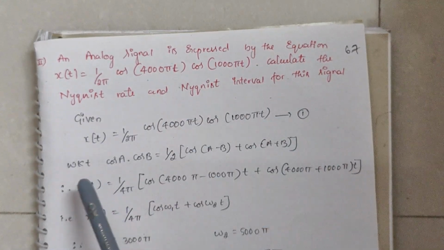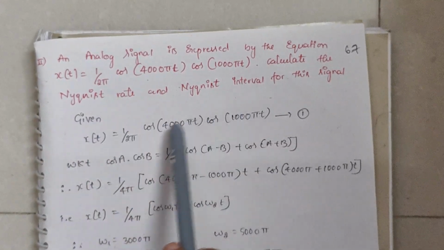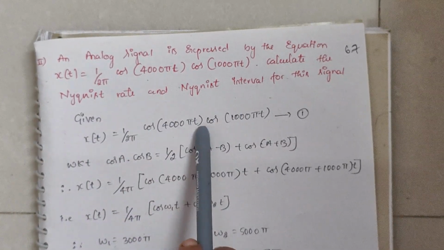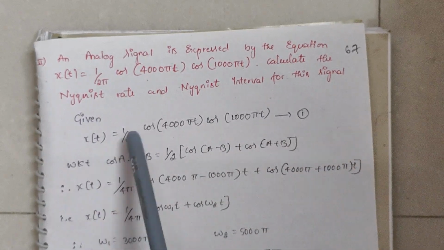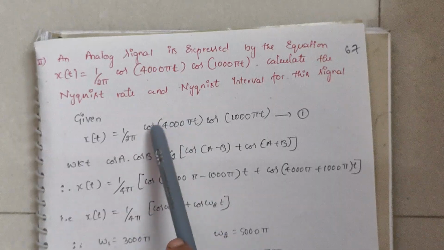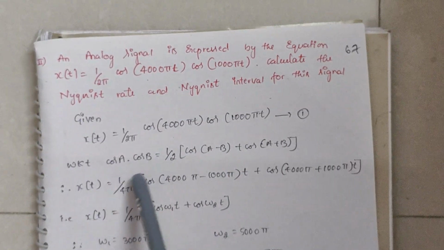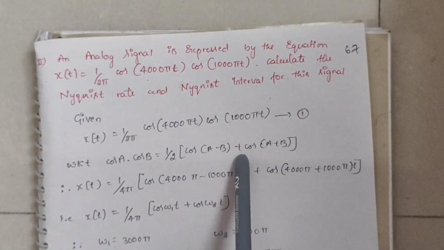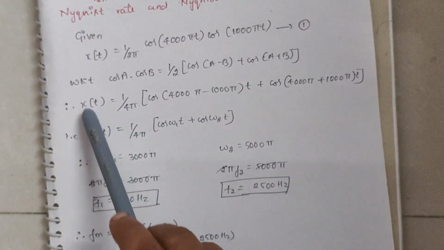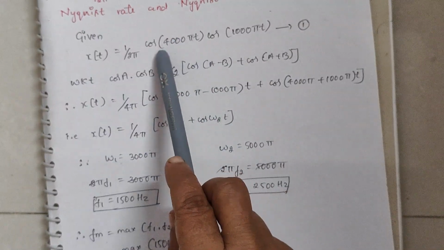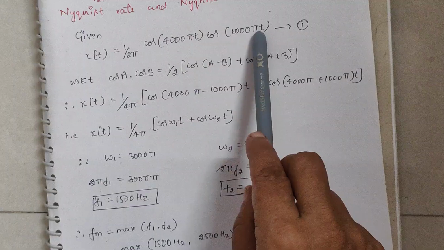For that we have to use the cos A cos B formula. So x of t, the given equation we have written, 1 by 2 pi cos 4000 pi t into cos 1000 pi t. Let us represent the given equation using the cos A cos B formula. What is cos A cos B? Cos A cos B is 1 by 2 cos A minus B plus cos A plus B. So here A is what? 4000 pi and B is 1000 pi.